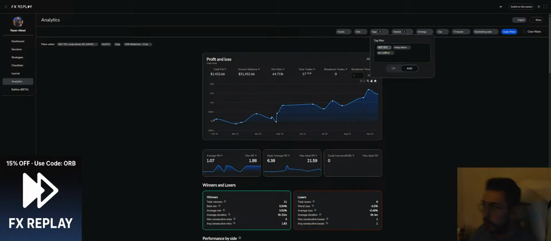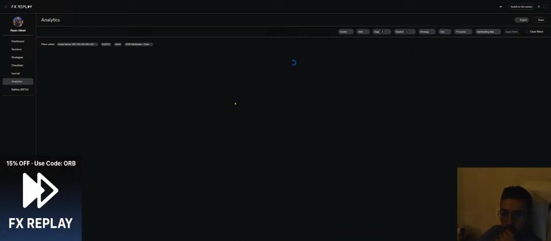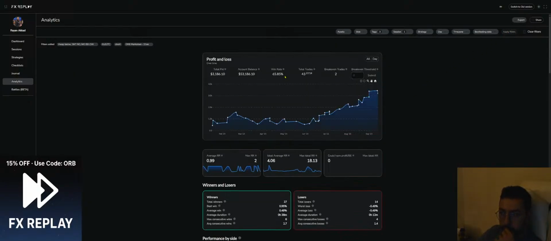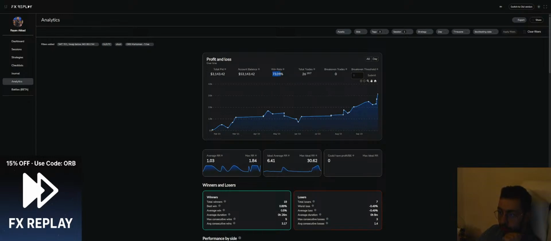Let's do the shorts as well. So SMT no, VWAP below because we're taking shorts below the orb. Midnight open below. Apply filters, and we have okay, 65% win rate on the shorts, 43 trades. Now let's just add an SMT, let's see the results. 65%, 43, apply filter, 73% win rate, 26 trades.